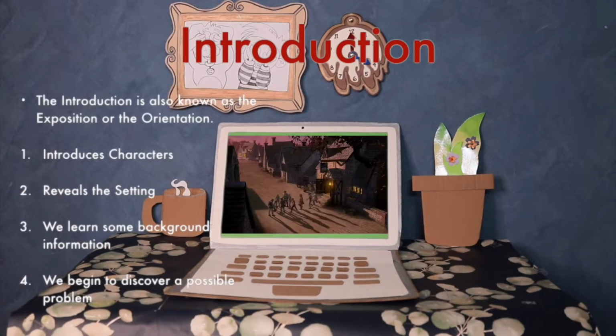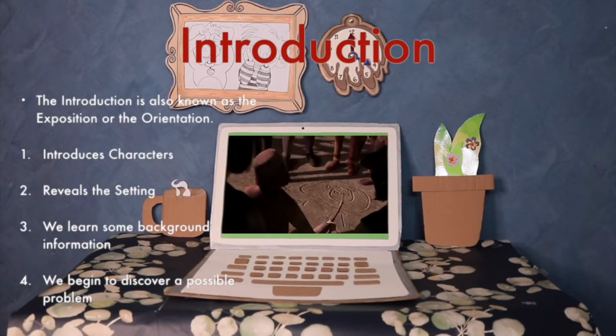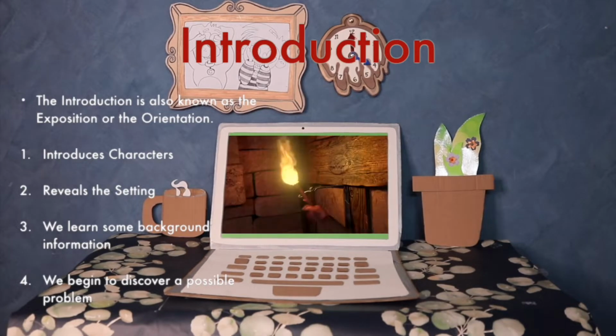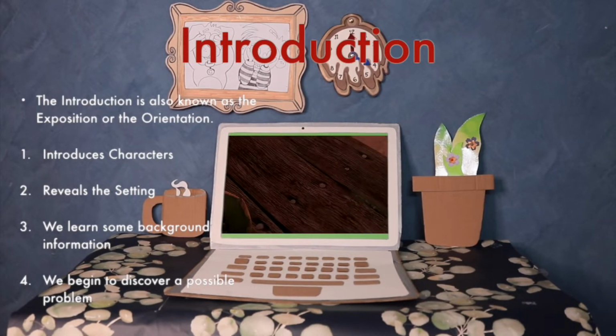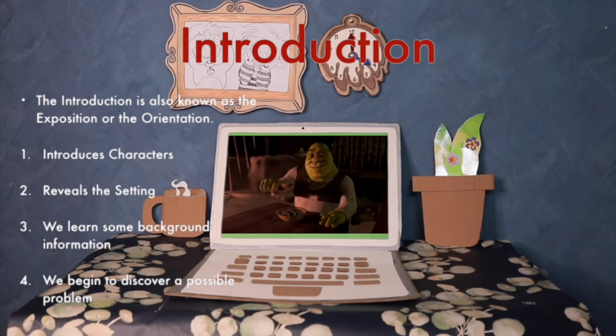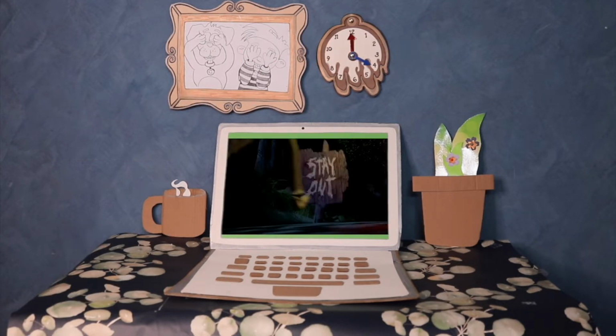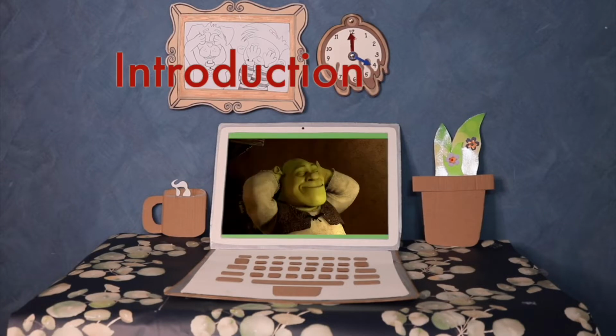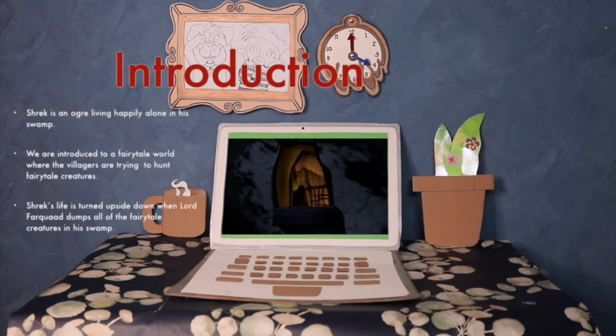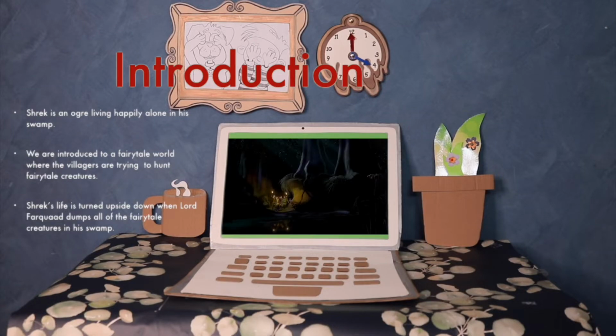Despite its many names, the introduction is where the author will introduce and provide necessary details about the characters and the setting of the story. An introduction will provide any background information relevant to the storyline. It aims to engage the readers so they want to keep reading or following the story.